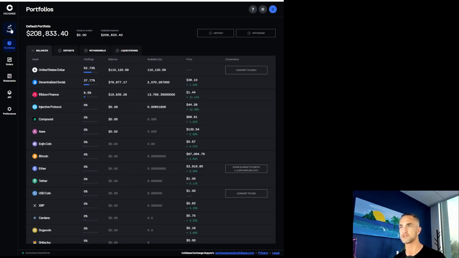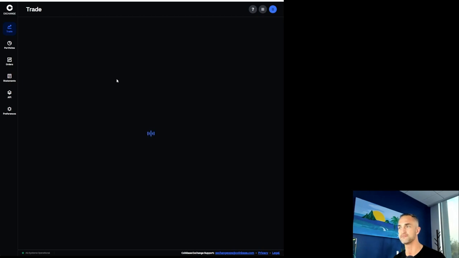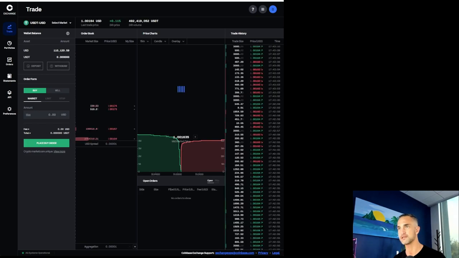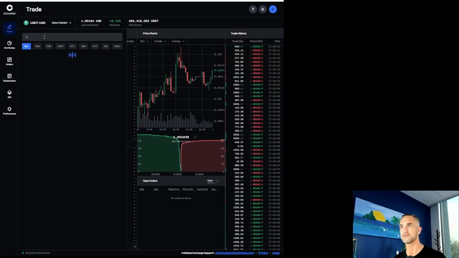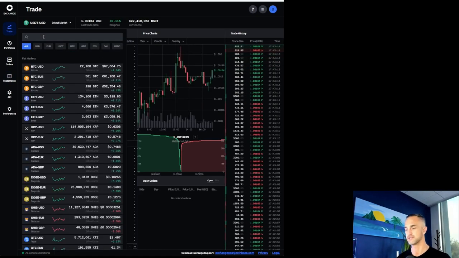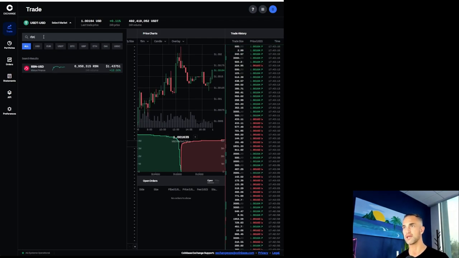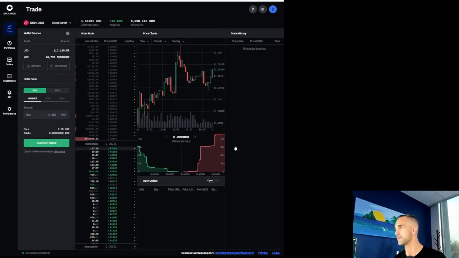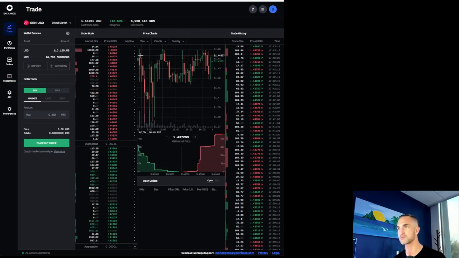So once you're in your portfolio, you'd go to trade. All right. So then you want to find your token. So the symbol is RBN-USD, Ribbon Finance, going to be doing a name change. It took me a while to figure this out.